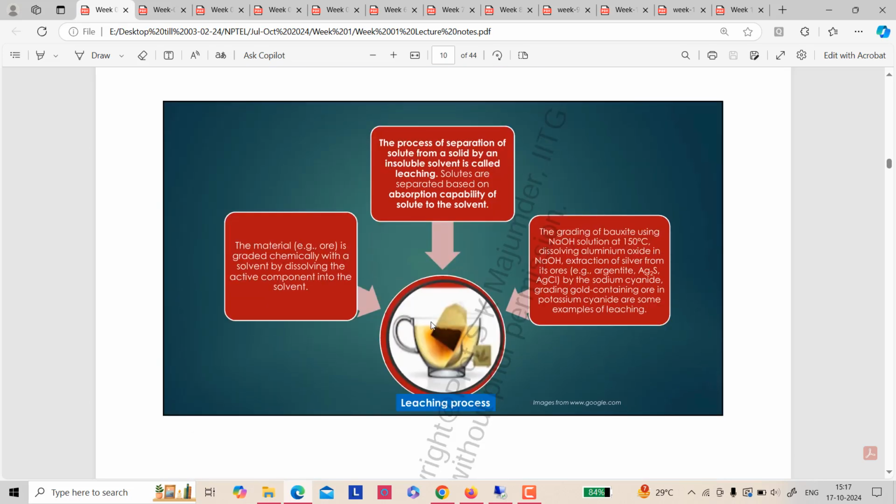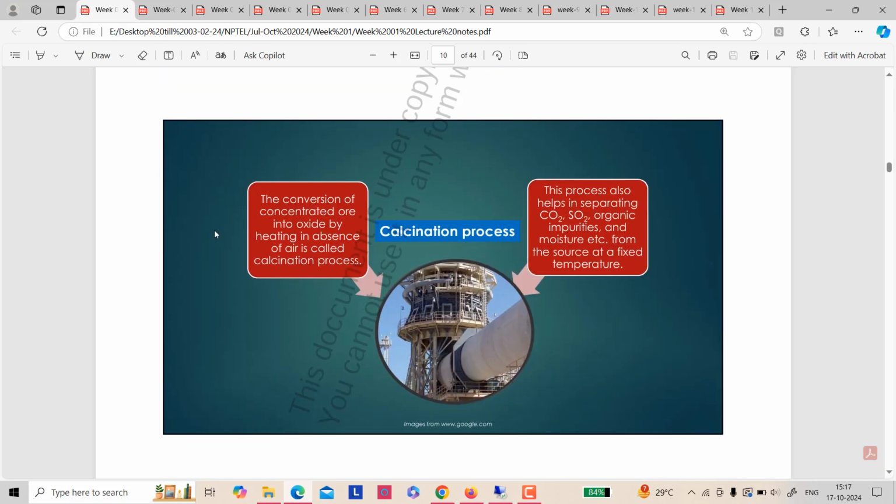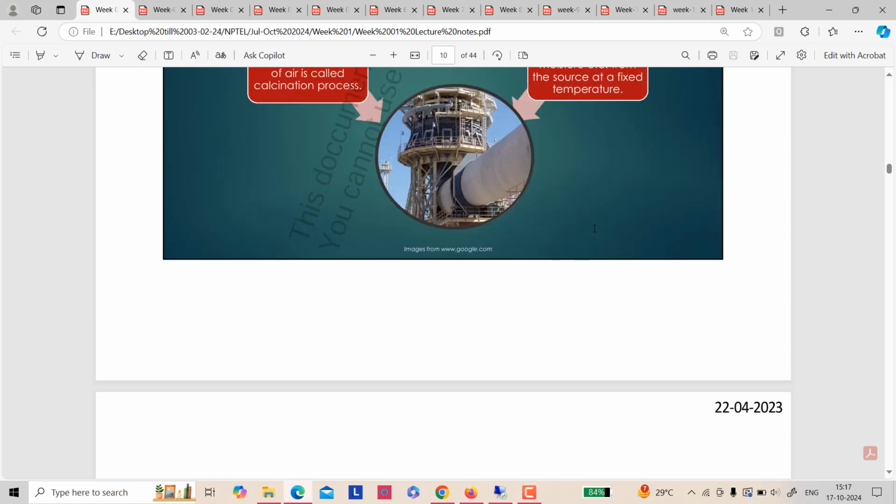Then is the leaching process. The process of separation of solute from a solid by an insoluble solvent is called the leaching process. Like the leaching of bauxite using NaOH solution at 150 degrees centigrade. Next is the calcination process, the conversion of concentrated ore into oxide by heating in absence of air. So in the calcination process, no air is present. This process helps in separating carbon dioxide, sulfur dioxide, and other impurities.